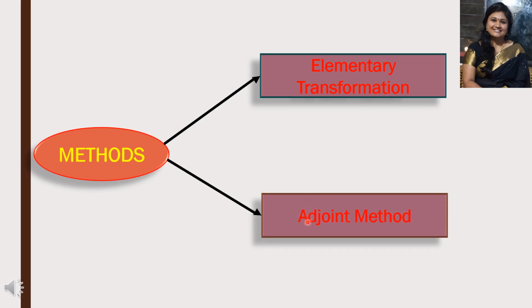In this method we find the adjoint of the given matrix by using some results, and then we find the inverse of the matrix. So these are the two methods for finding the inverse of a matrix. First is elementary transformation and second is the adjoint method.